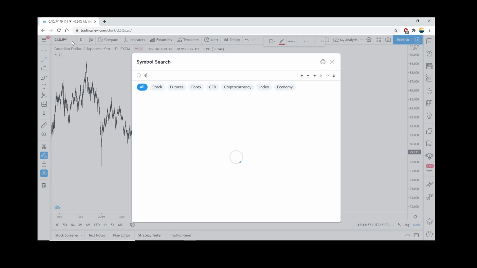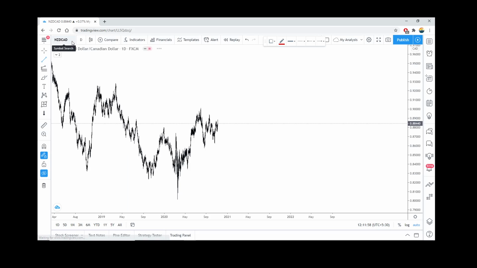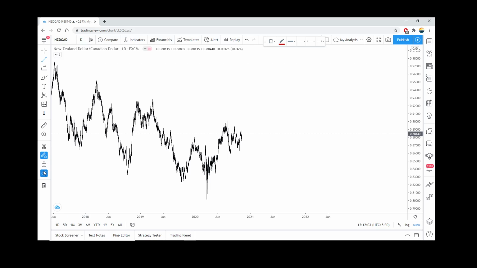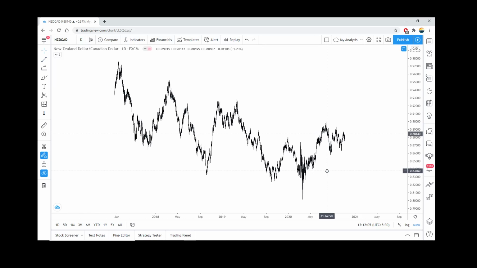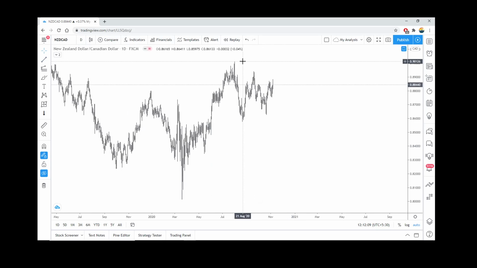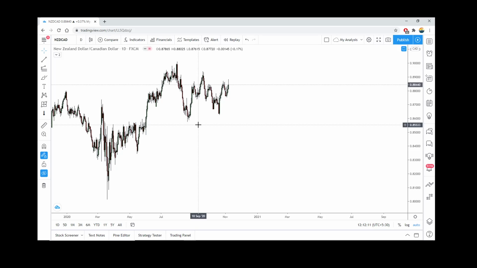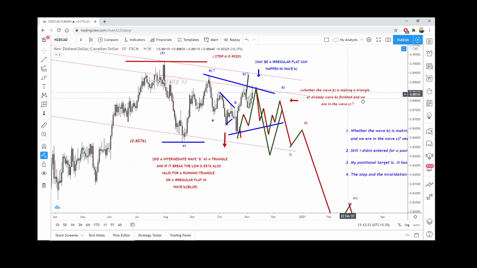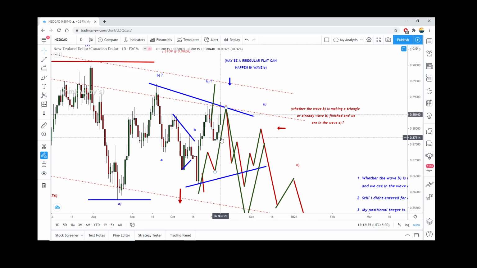So now we move on to New Zealand CAD. So that is also the same, there is no change. This is a W. I'll make it as an X here, and this is a five-wave structure. So I marked it as an A. So we are in the B wave triangle, or one more high is possible. How it will do, once again I will just finish. Once again I will remove all those things.